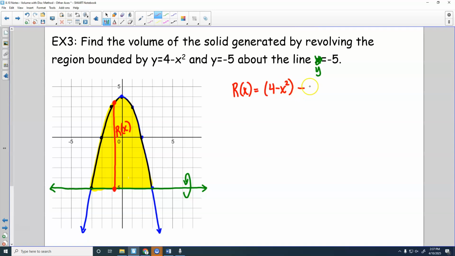And then I will subtract whatever I hit at the bottom of that line. What do I hit at the bottom of that line? Negative 5. So that double negative right there actually becomes like addition. And so my capital R of x is 9 minus x squared.